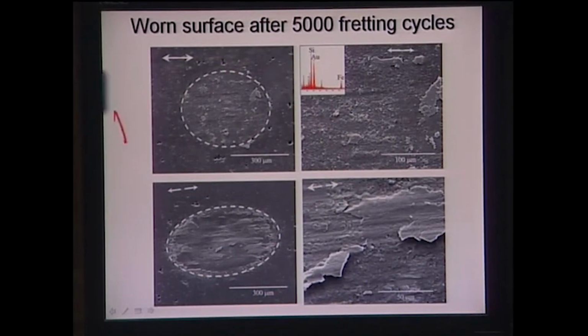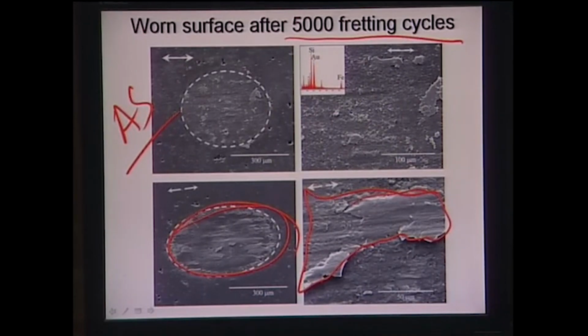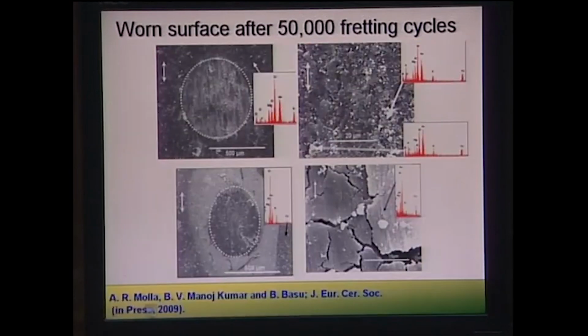Now all these wear surfaces were taken after the artificial saliva testing. After 5,000 fretting cycles, what you notice here is a tribochemical layer formation, formed over the entire wear surface, thereby protecting the surface. After 50,000 cycles we do see this tribo layer, but there is extensive cracking, and this cracking can potentially spall these materials out of the system, thereby exposing the underlying material to further wear.